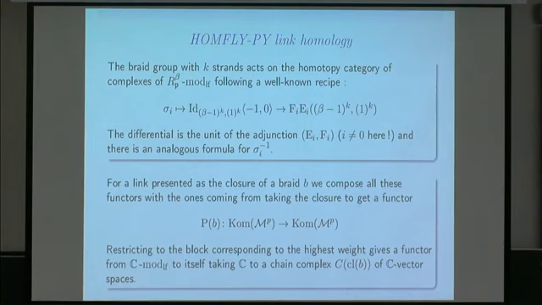This is other people's work. We consider the closure. So the closure gives you a functor that you can apply to the block corresponding to the highest weight category in your categorified parabolic Verma module. So this is just C. So you get a functor that takes C, for example, and spits out a chain complex of C vector spaces. Locally finite dimensional C vector spaces, graded, bigraded.